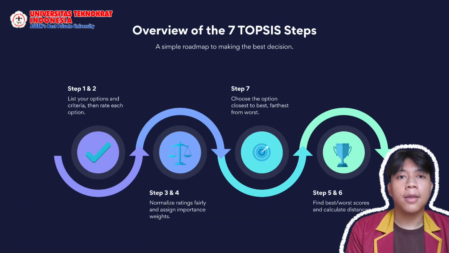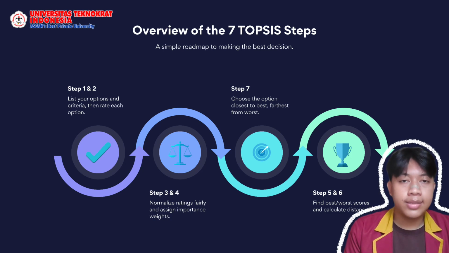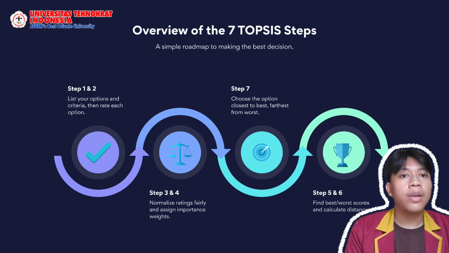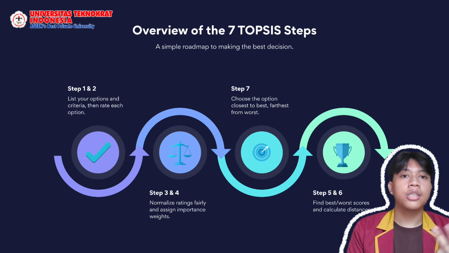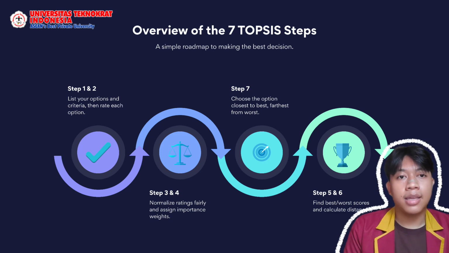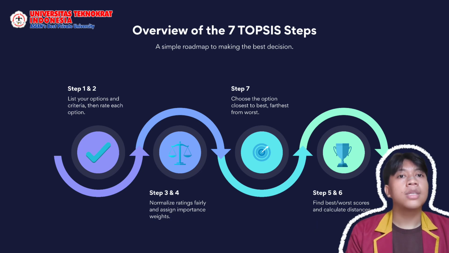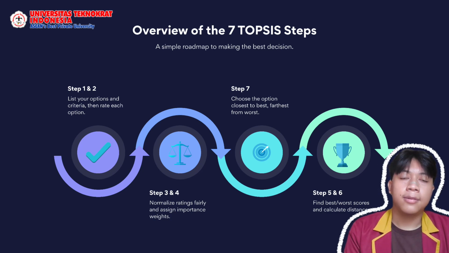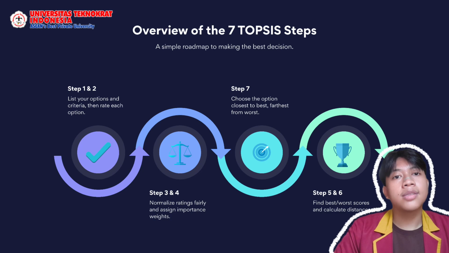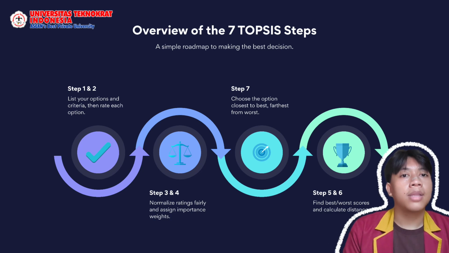Here are the 7 steps in TOPSIS. First, we list the options and criteria. Second, we rate each option. Third, we normalize the data and give weights based on importance. And next, we find the best and worst scores. Then, we calculate the distances from the ideal solution. And finally, we choose the best option. These steps may sound technical, but actually they are simple when explained step by step.